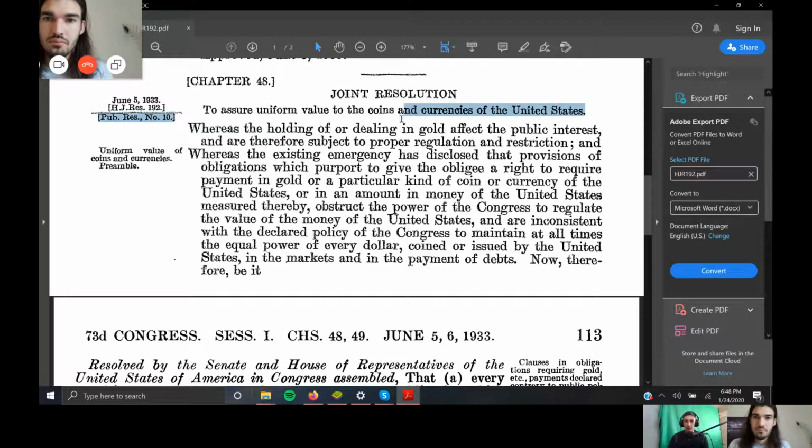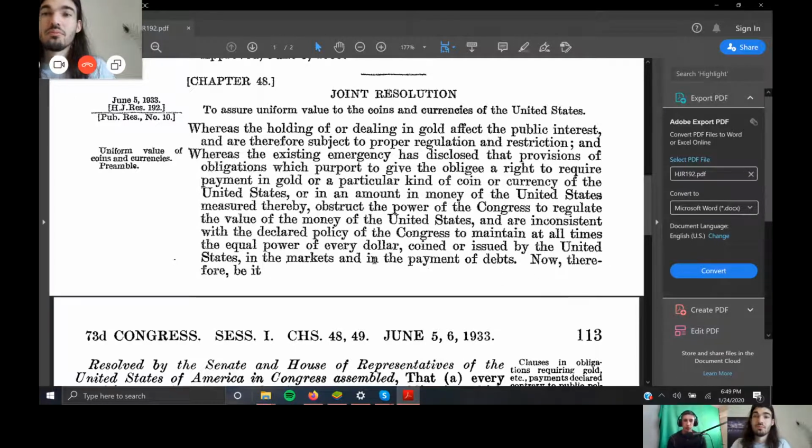Whereas the holding of or dealing in gold affect the public interest and are therefore subject to proper regulation and restriction. And whereas the existing emergency, the Great Depression, has disclosed that provisions of obligations which purport to give the obligee a right to require payment in gold or a particular kind of coin or currency of the United States, or in an amount in money of the United States measured thereby, obstruct the power of the Congress to regulate the value of the money of the United States, and are inconsistent with the declared policy of the Congress to maintain at all times the equal power of every dollar coined or issued by the United States in the markets and in the payment of debts.